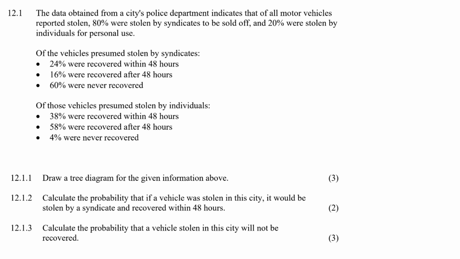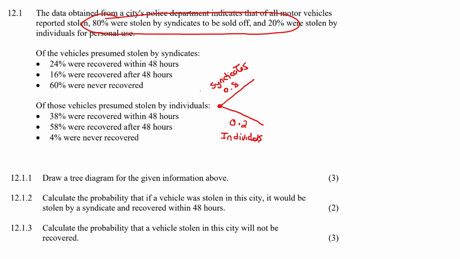So all it does, guys, is that here's the first category. All we'll do is start our tree diagram with 2 lines. They will say 80% or 0.8, and 20%, 0.2, and then we can name them syndicates, and down here individuals. Once we are in the syndicates category, we're going to have 3 different categories, so we go boom, boom, boom. And once we are in the individuals category, we're also going to go 3 categories, boom, boom, boom.